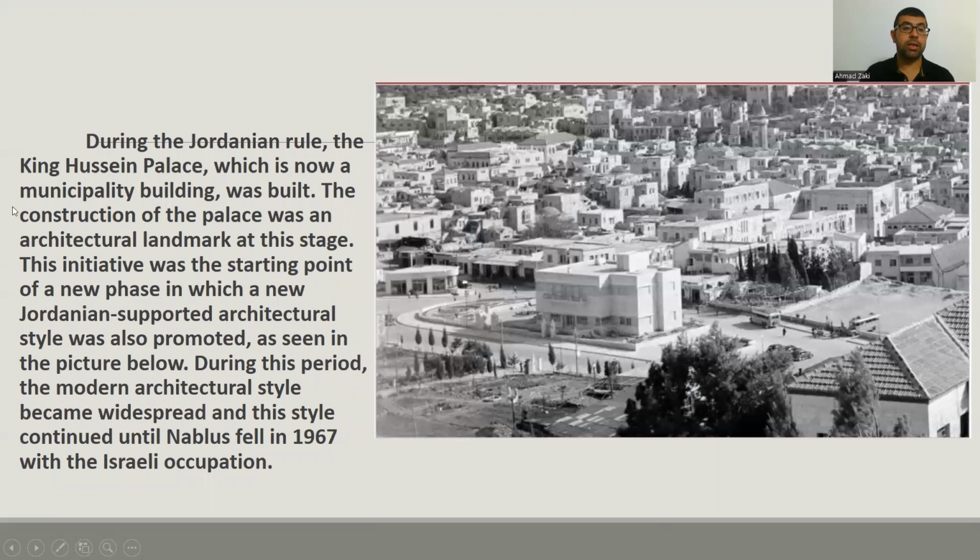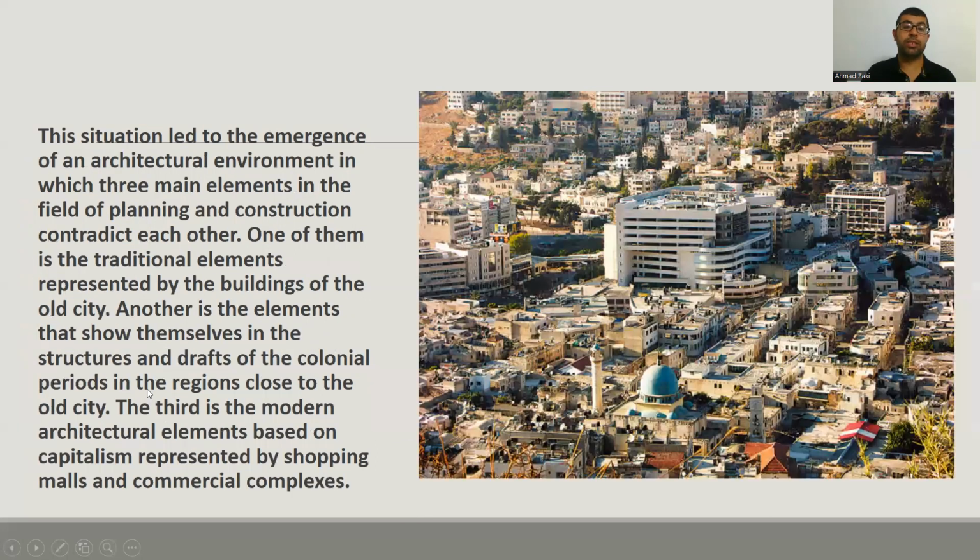During the Jordanian rule, the King Hussein Palace, which is now a municipality building, was built. The construction of the palace was an architectural landmark at this stage. This innovation was the starting point of a new phase in which a new Jordanian supported architectural style was also promoted, as seen in the pictorial design. During this period, the modern architectural style became widespread, and this style continued until Nablus fell in 1967 with the Israeli occupation.